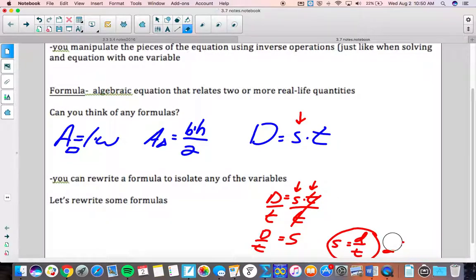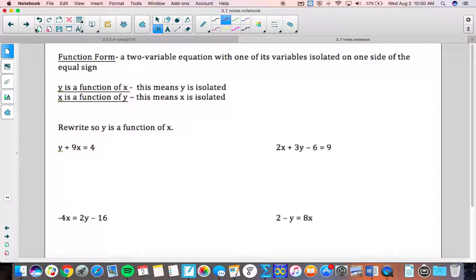Anyway, so we can rearrange these formulas so we can easily calculate what we want to calculate. Whether we want to calculate the speed, which is what your speedometer is doing quickly, or if we want to know the distance, we could even solve this variable for t. All right, so that's what we're looking at.